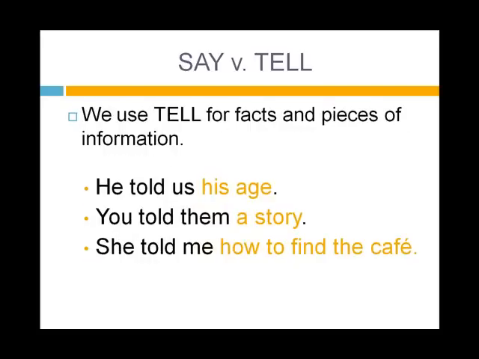We tend to use tell for facts and pieces of information. For example, he told us his age. You told them a story. She told me how to find the cafe. It would sound a bit strange to change told to said in these sentences. He said to us his age. You said to them a story. She said to me how to find the cafe. A little awkward. So tell is best for facts and pieces of information, especially long pieces of information. Are you ready for another exercise?